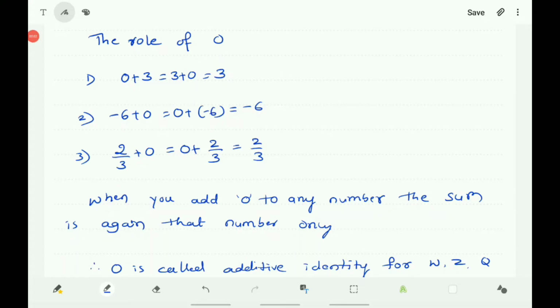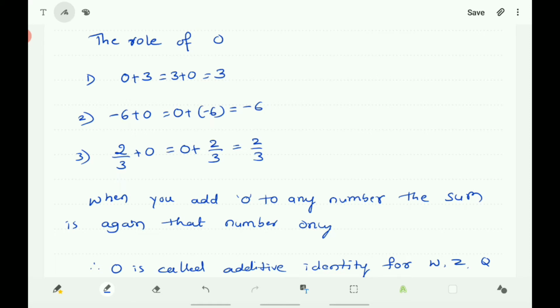Children, it is a continuation of rational numbers. Now let us discuss the role of 0. You know that 0 plus 3 is equal to 3, or 3 plus 0 is also equal to 3, and minus 6 plus 0 is equal to minus 6, 0 plus minus 6 is equal to minus 6, 2 by 3 plus 0 is equal to 0 plus 2 by 3, that is equal to 2 by 3.